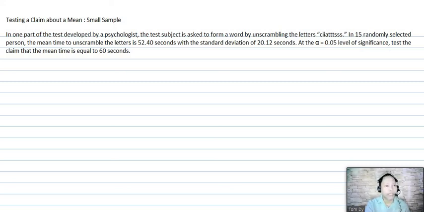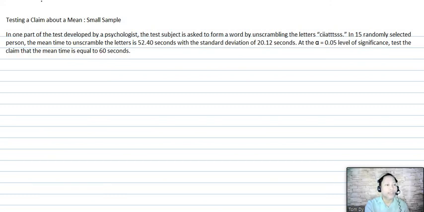Testing a claim about a mean for small sample. So we have our example. In one part of the test developed by a psychologist, the test subject is asked to form a word by unscrambling the letters CIIATTTSSS in 15 randomly selected persons. The mean time to unscramble the letters is 52.40 seconds, with a standard deviation of 20.12 seconds. At the alpha 0.05 level of significance, test the claim that the mean time is equal to 60 seconds.